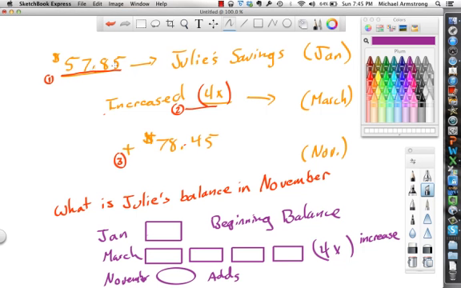She starts with 57.85. It increases 4 times. So really she starts with this number and then she adds 4 times to it. So you do kind of have to add this up. And then you add November, the rest of the numbers, the 78.45, you add that on to November. Okay, so we'll let that be your good start.